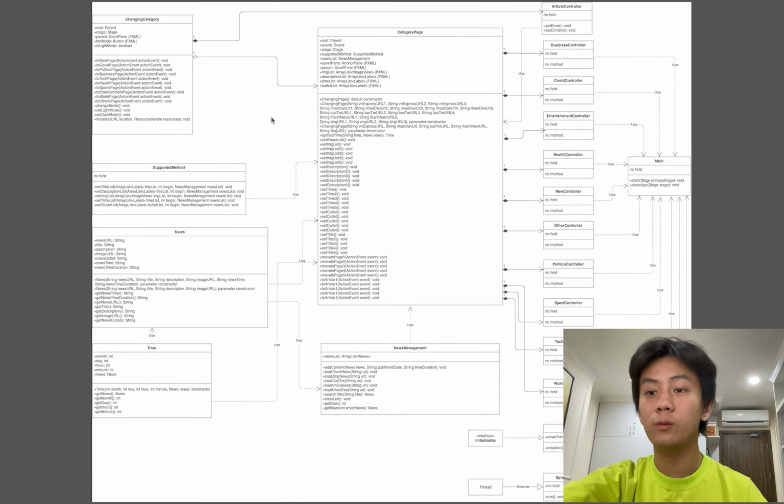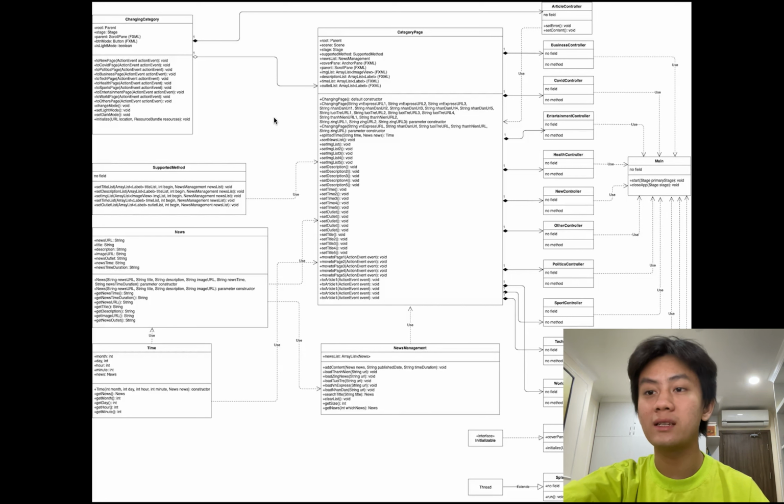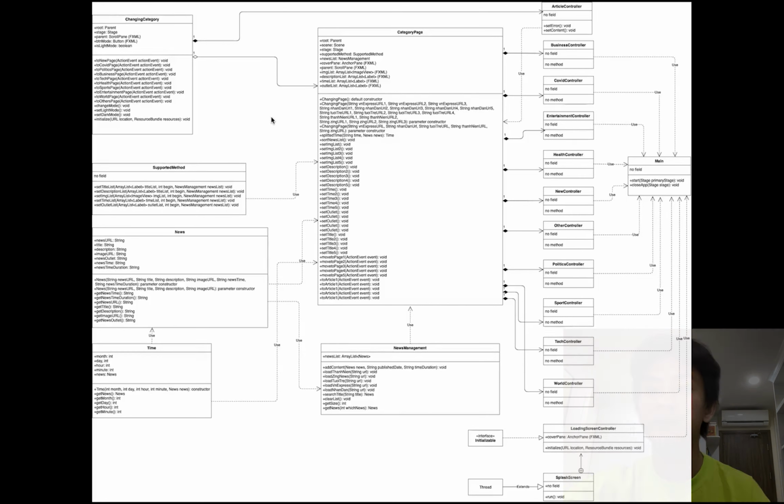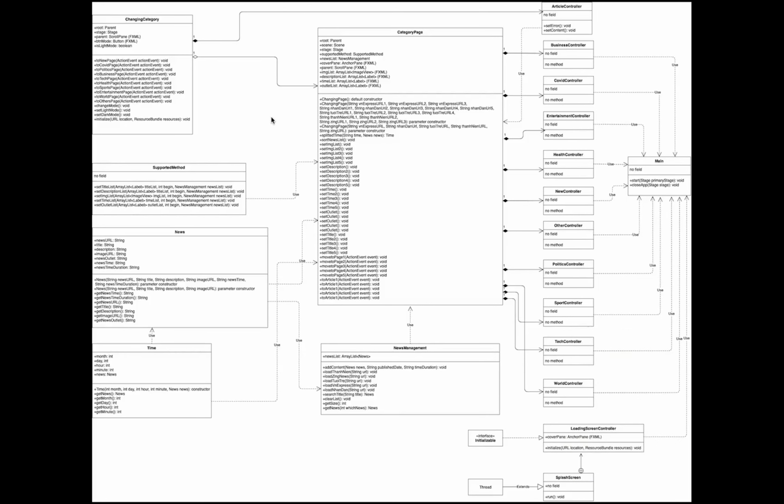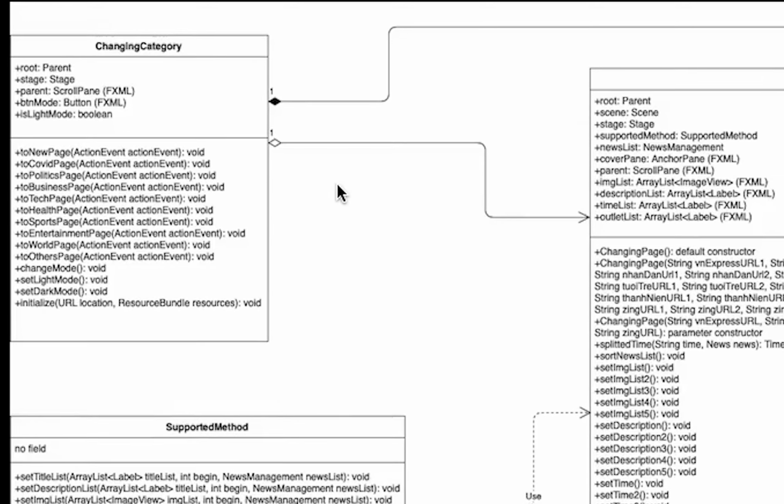Hello, my name is Phuc, and today I will present about the class UML diagram of our project. Here's our class UML diagram. As we summarize, our pages have category buttons to switch between categories, so we create a changing category class for them to inherit.